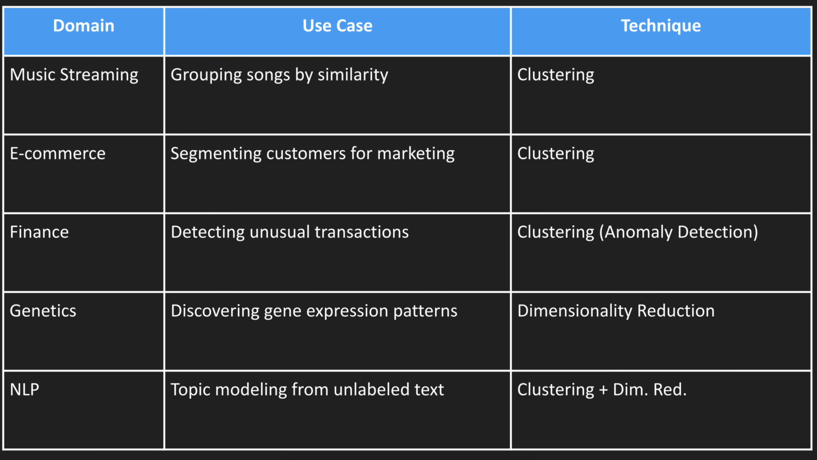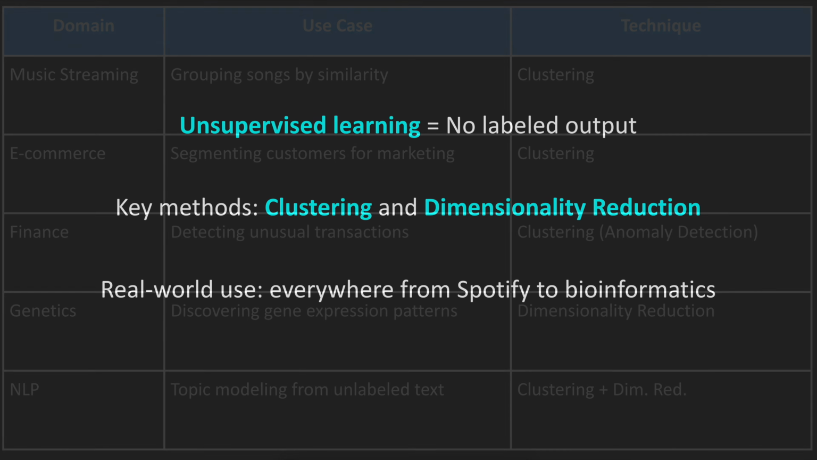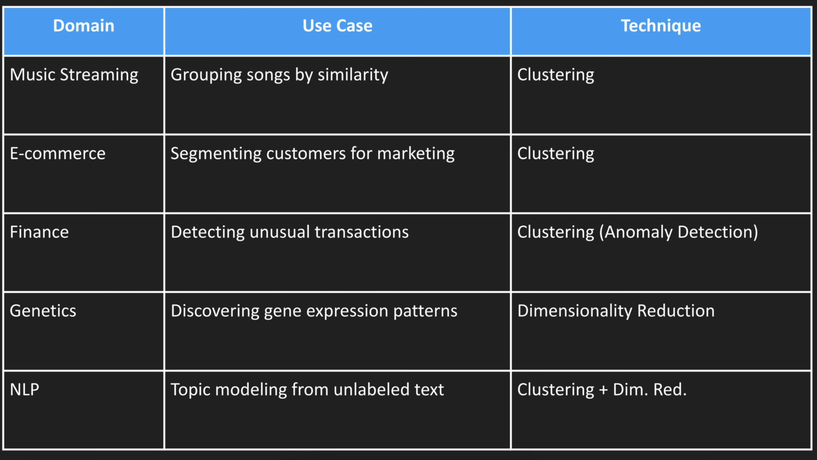Another domain where we can use it is, for example, genetics, discovering gene expression patterns. For that, we are using dimensionality reduction. And the next one is NLP, for topic modeling from unlabeled text. For that, we are using two techniques together, clustering and dimensionality reduction.